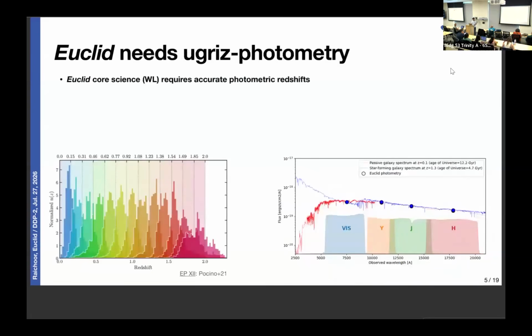The reason is that for weak lensing, Euclid needs good photometric redshifts, as you know, because it's key to split your source samples into redshift tomographic bins, as you can see on the left. And to do that, Euclid alone cannot have good photometric redshifts because it has only this large broadband in the optical. So by design, Euclid needs complementary multi-band optical photometry.